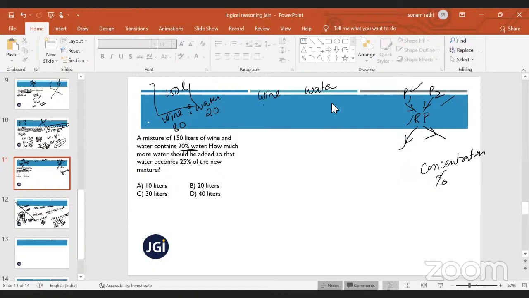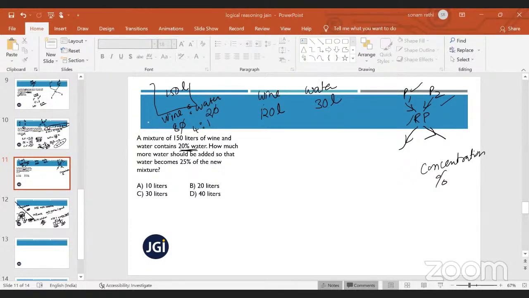Now, how much wine is there and how much water is there? 80 is to 20, that is 4 is to 1 is the ratio. So 150 divided by 5 is 30. 30 into 4 is 120 liters, and 30 into 1 is 30 liters. Correct?